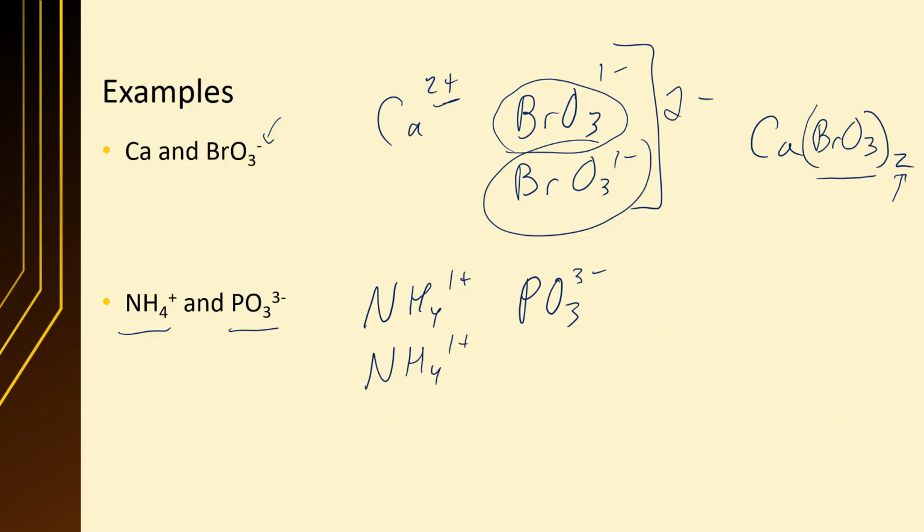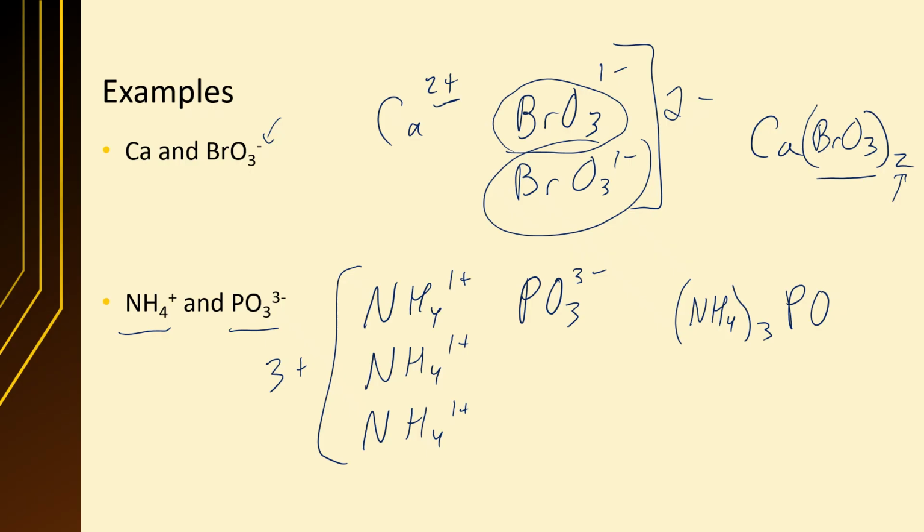Well, now I have +2 versus -3. They still don't match. If I add in another NH4, now they add up to +3, which cancels out the -3. You always write the positive one first. Okay, so I'm going to use parentheses, (NH4). I have 3 sets of NH4 ions to cancel out the PO3 ion. And so that is my formula unit for ammonium phosphite.